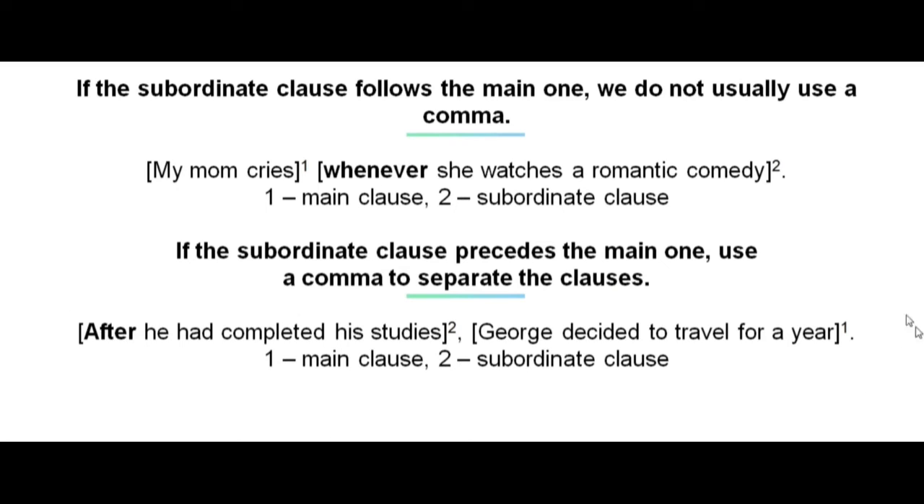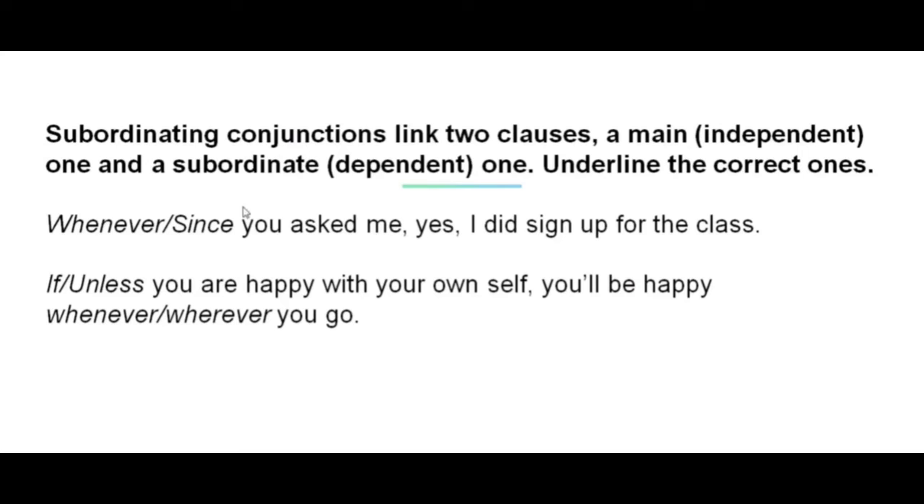Have a look at the example over here. After he had completed his studies, George decided to travel for a year. Main clause, subordinate clause. Now in this sentence, a comma is used because the subordinate clause precedes the main clause. And now let's review and practice a bit. Remember, the subordinating conjunctions link two clauses, a main independent one and a subordinate or dependent one.